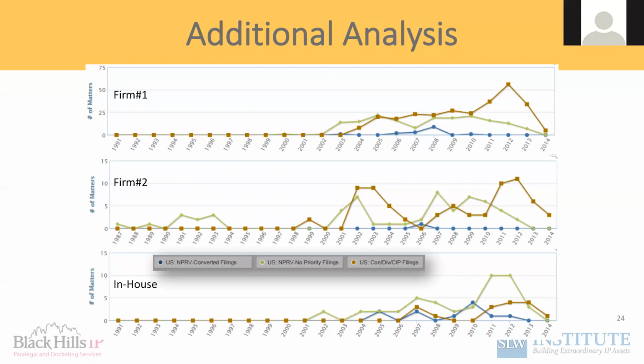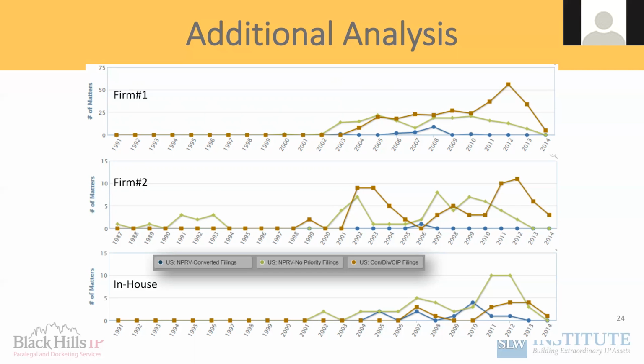And so this last graph that we've got here compares the firms and the in-house team on provisional filings, or I should say converted provisionals, priority filings, and continuations, divisionals, basically follow-on cases. So the provisional based are in blue, the regular priority filings in green, and then your continuations, divisionals, follow-ons are in, I think that's like a brown color.